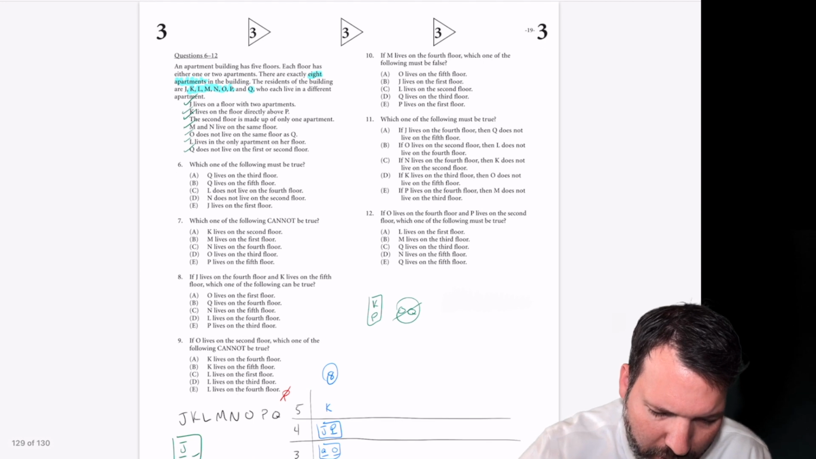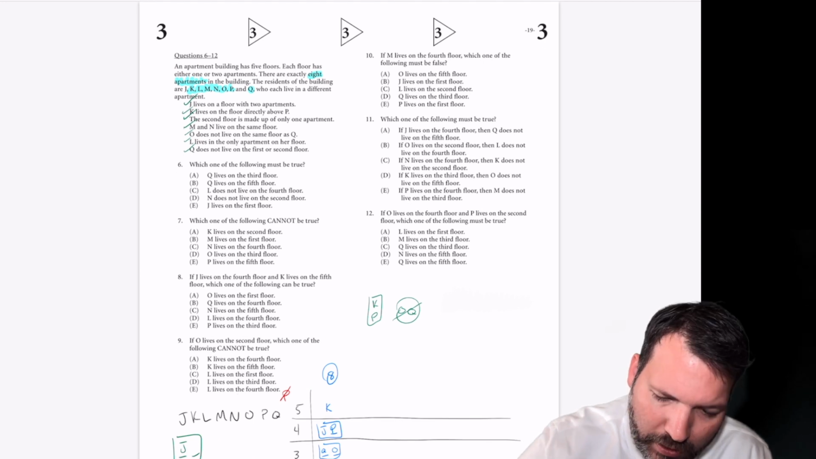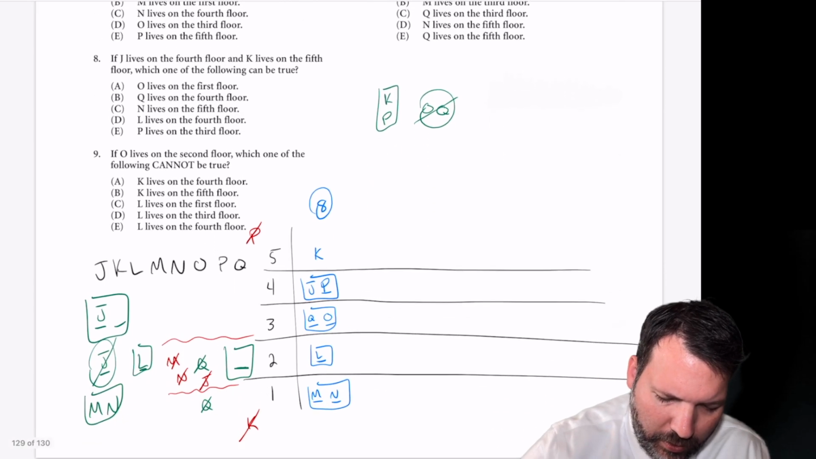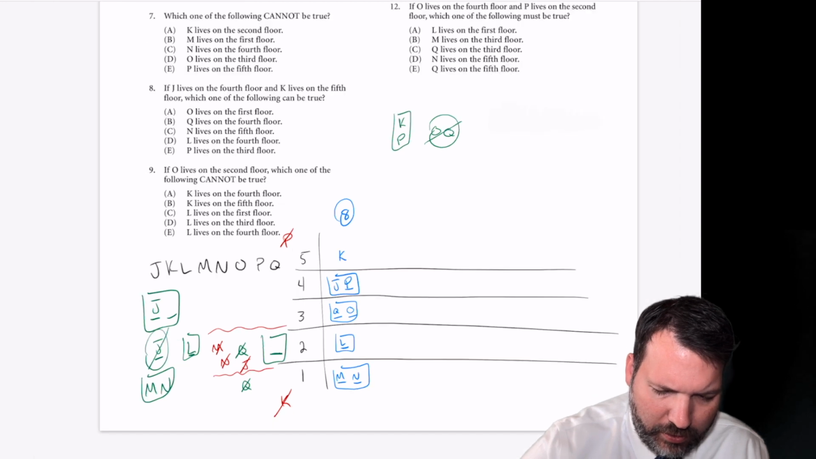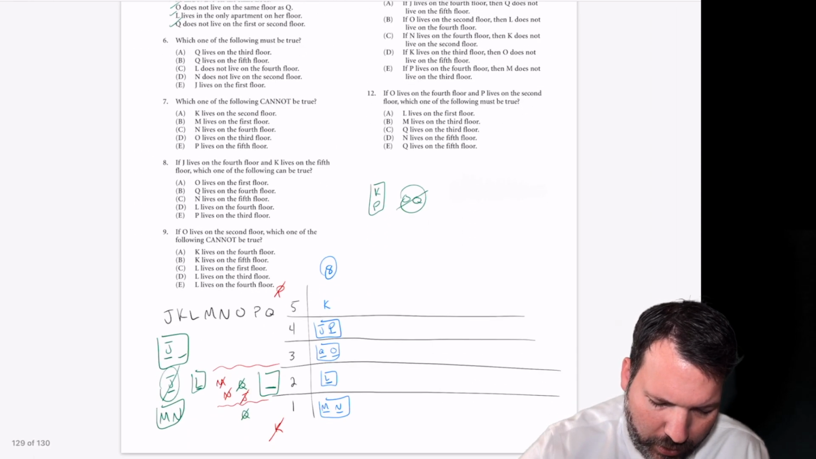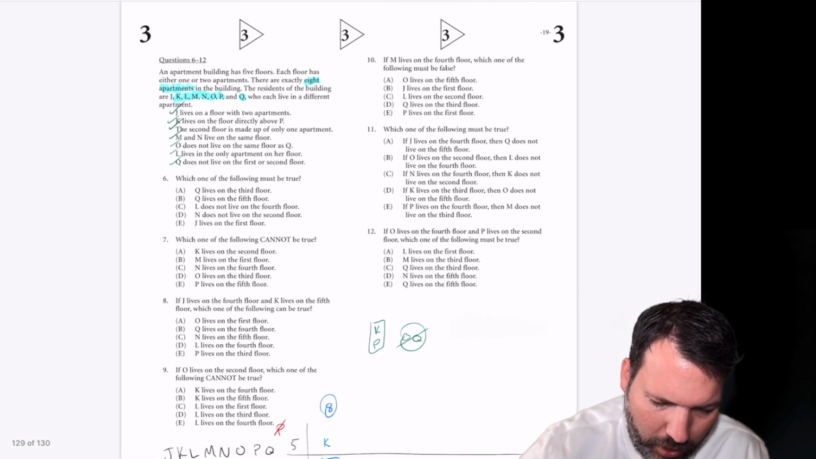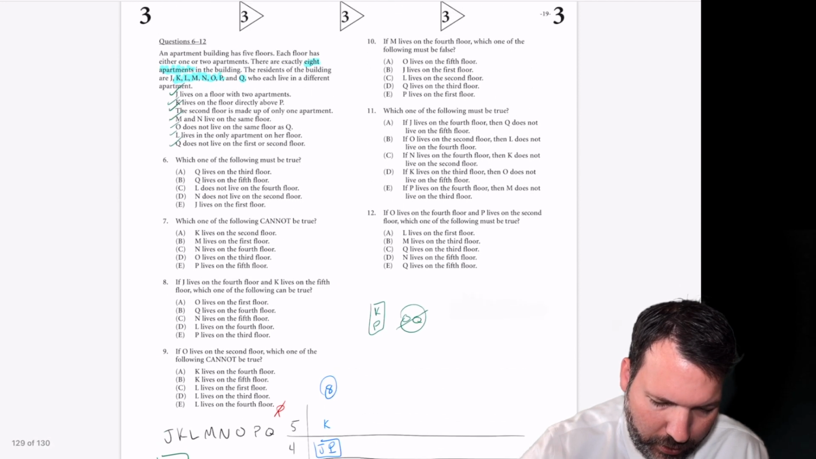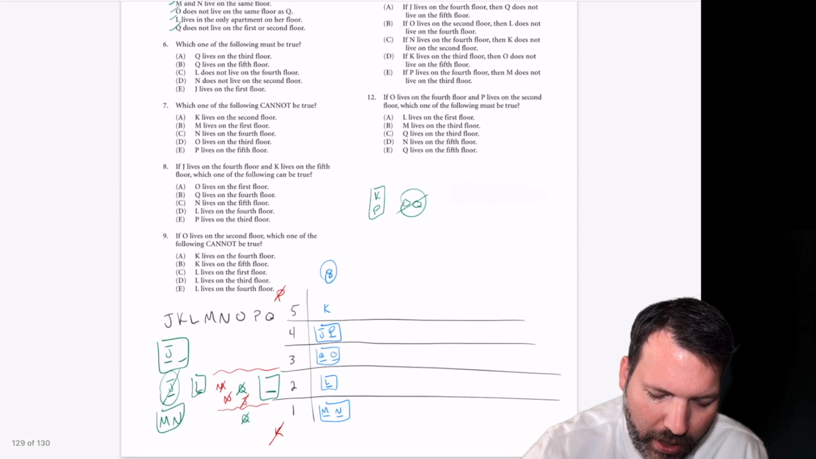Let's make sure we understand. Apartment building has 5 floors. Each floor has either 1 or 2 apartments. There are exactly 8 apartments. K lives on the floor directly above P. I'll tell you what, I am very confused. I don't know. I don't feel like we symbolized anything incorrectly. The 2nd floor only has 1 apartment. Yep. M and N live on the same floor. Yep. O does not live on the same floor as Q. Yep. L lives in the only apartment on her floor. Yep. Oh, wait.